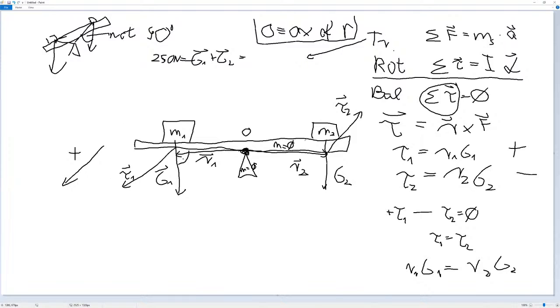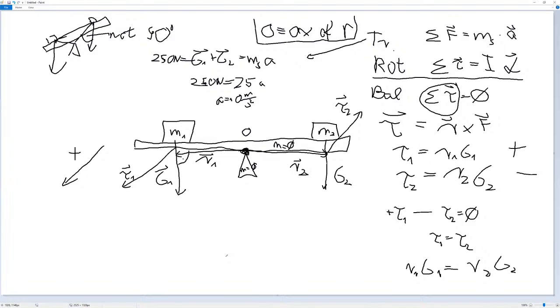So this whole system's mass times A can be expressed like 25 times A, which should be 10 meter per square second. So it's a must. From this equation, it should move, it should fall down with the acceleration of 10 meter per square second.